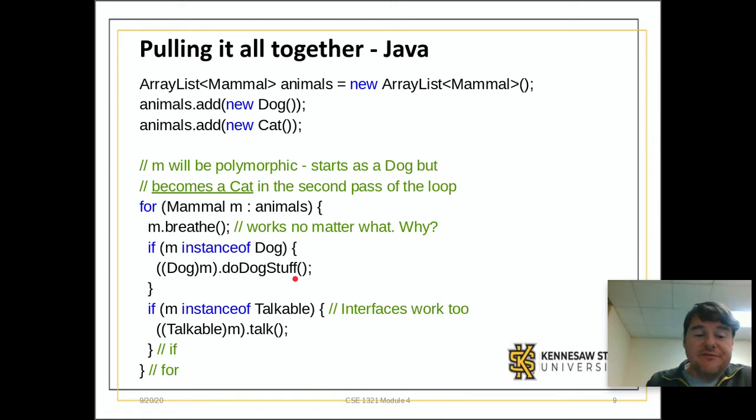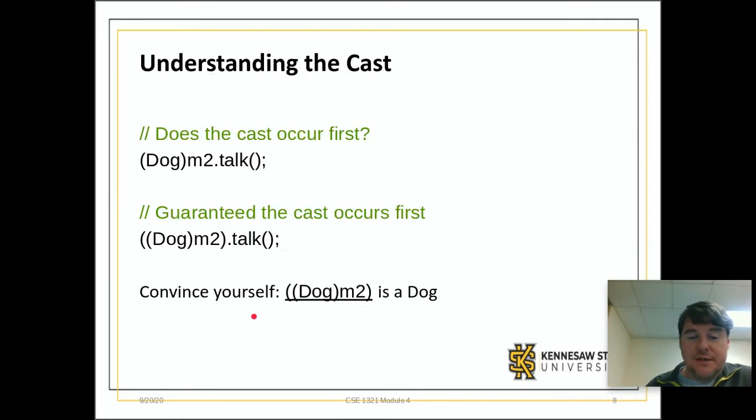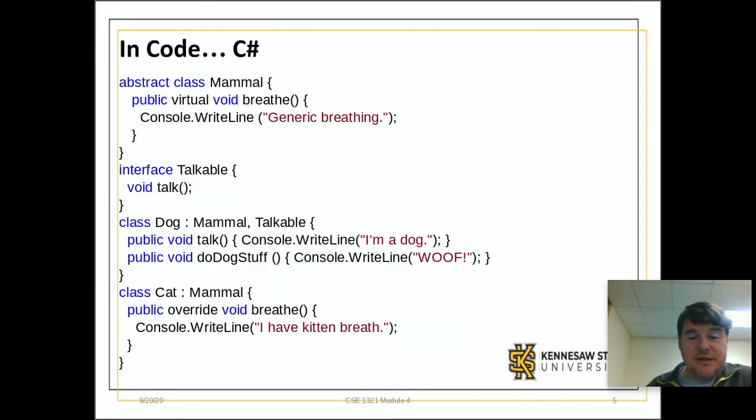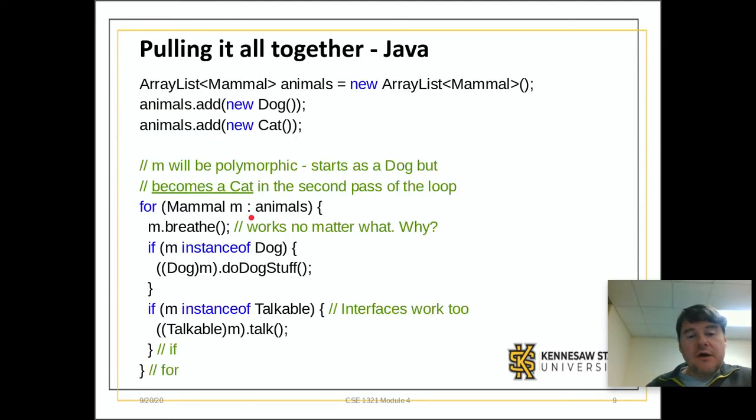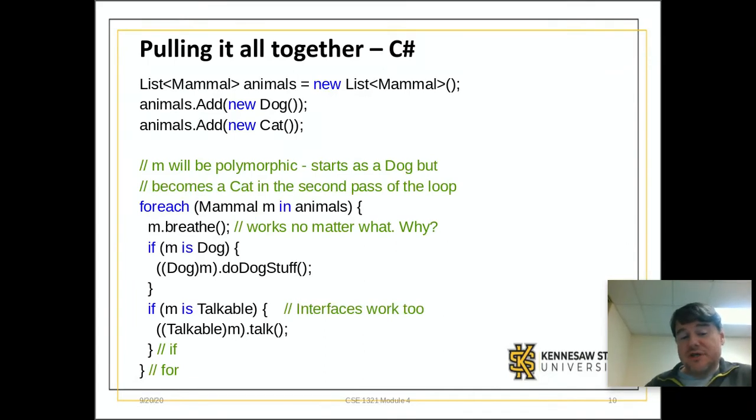All right, and then the final one is, if M is an instance of talkable, then call talk. Will that work? Yes, it will, because the dog is an instance of talkable, whereas the cat is not. So the dog will talk, the cat will not talk. Okay? And I'm just going to make sure I'm correct about that. The dog is the one that is implementing talkable. That's correct. Okay, so that's the Java code and the C# code.